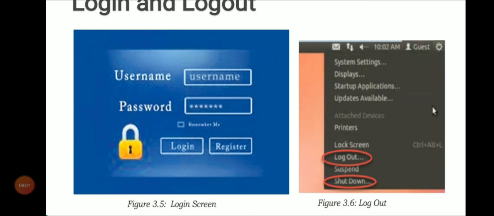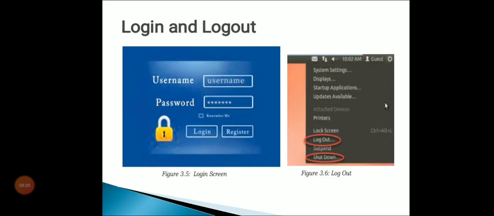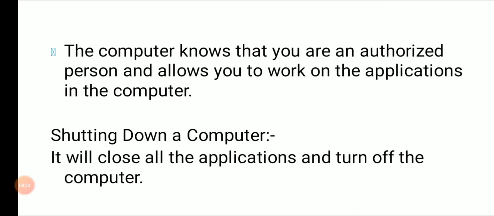The first screen that appears in front of you is the login screen. The login screen contains two things, ID and password. You fill in your ID and password and click on the login option, and after successful login you enter the system. After doing your work, you click on the logout option, and in this manner you move out from that session. Why do we require this login and logout option? Because by this the computer knows that you are an authorized person, and it allows you to work on the applications that are present in that computer.